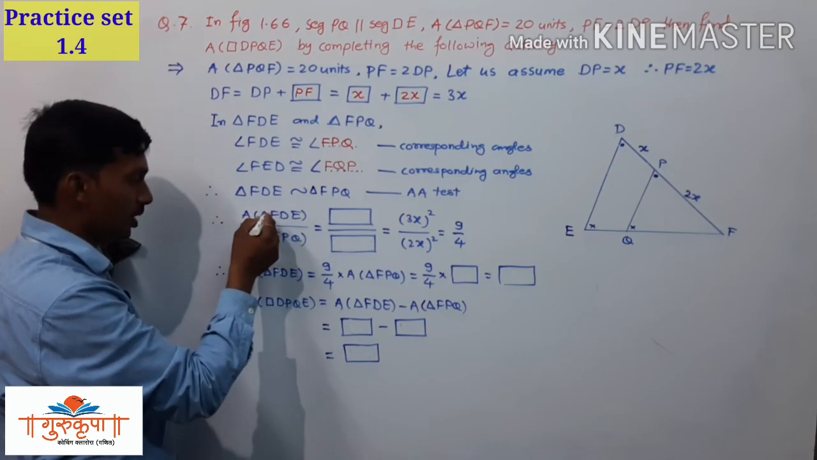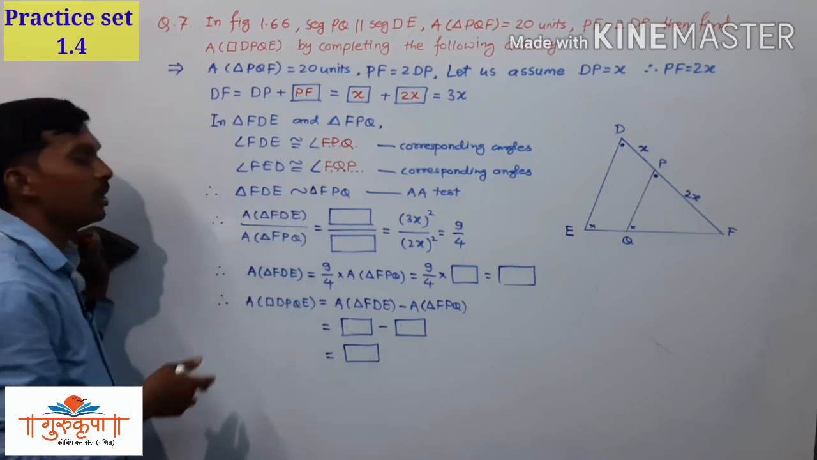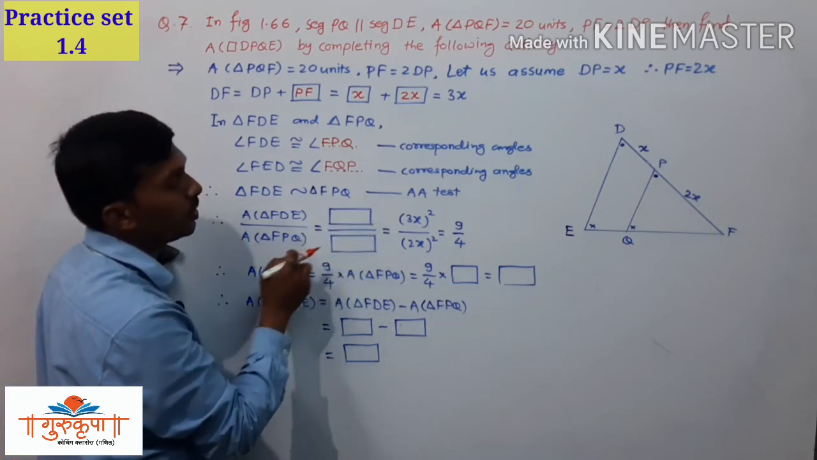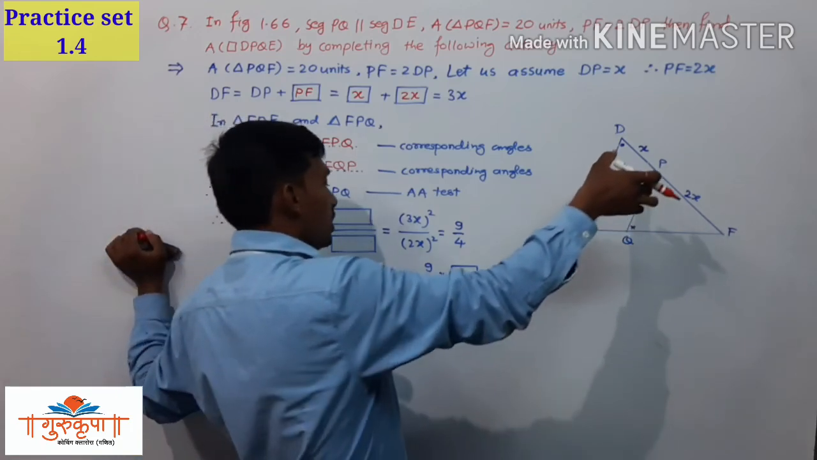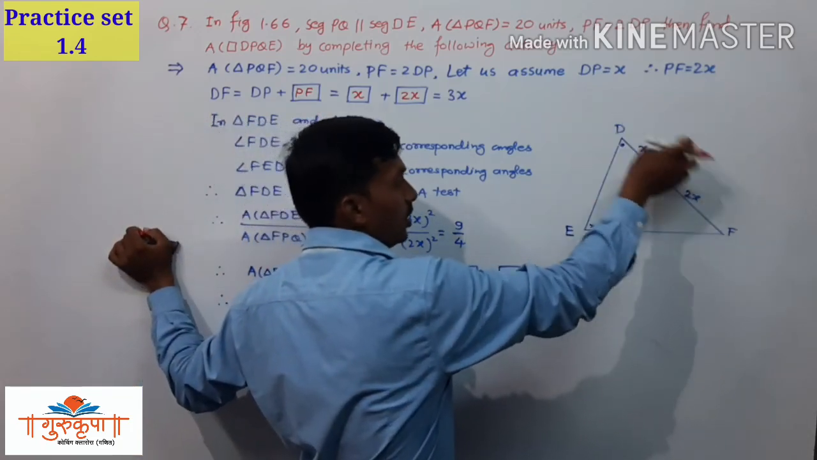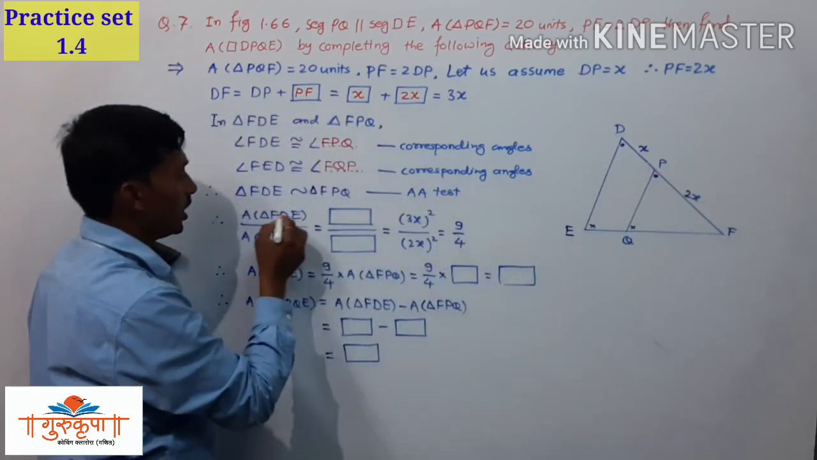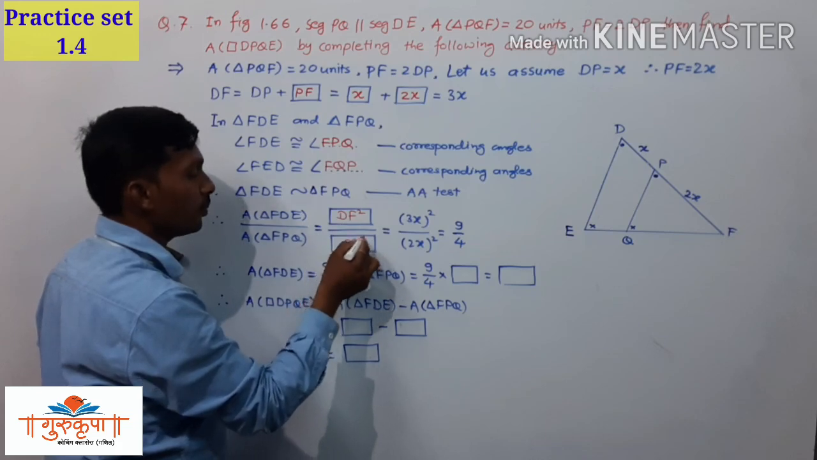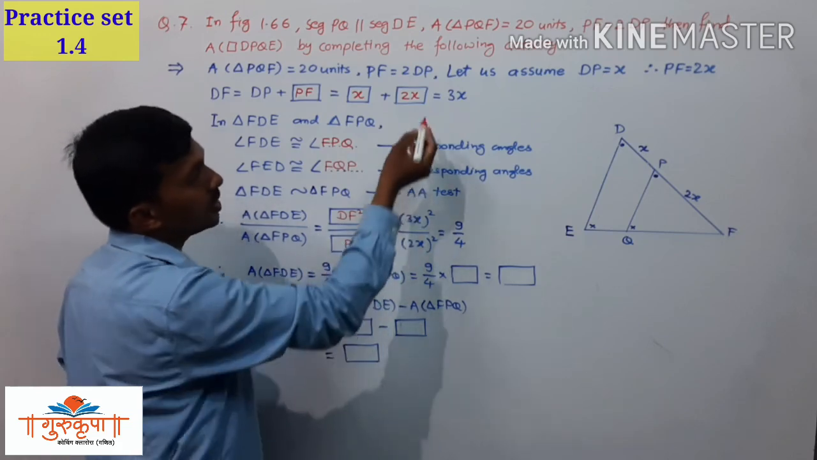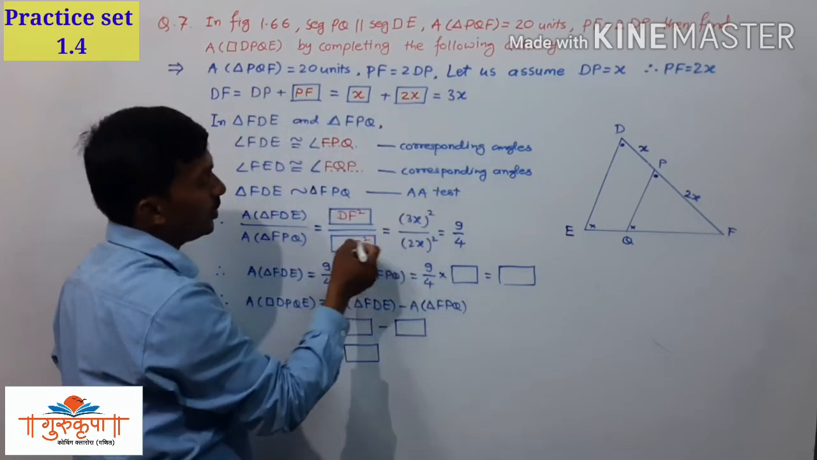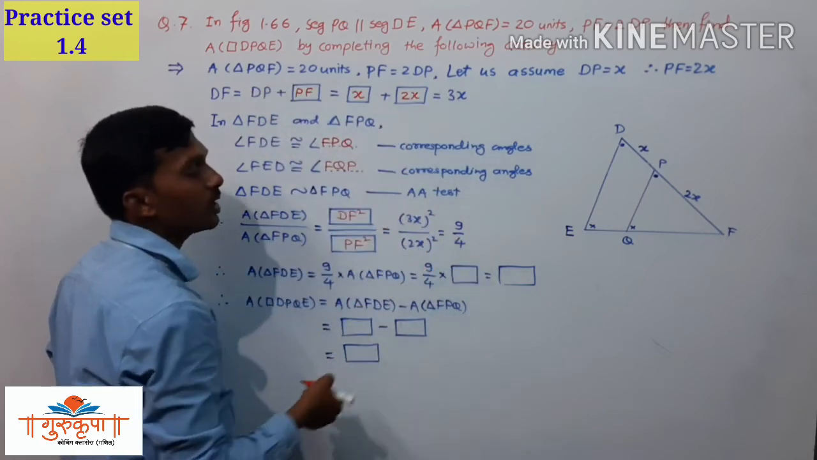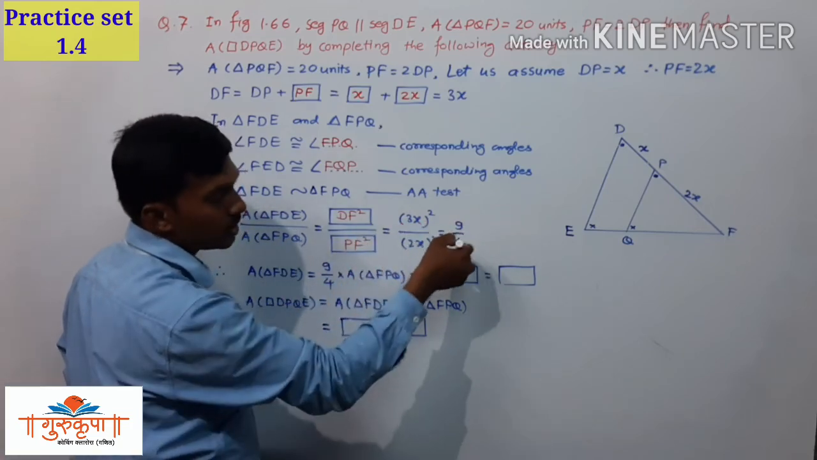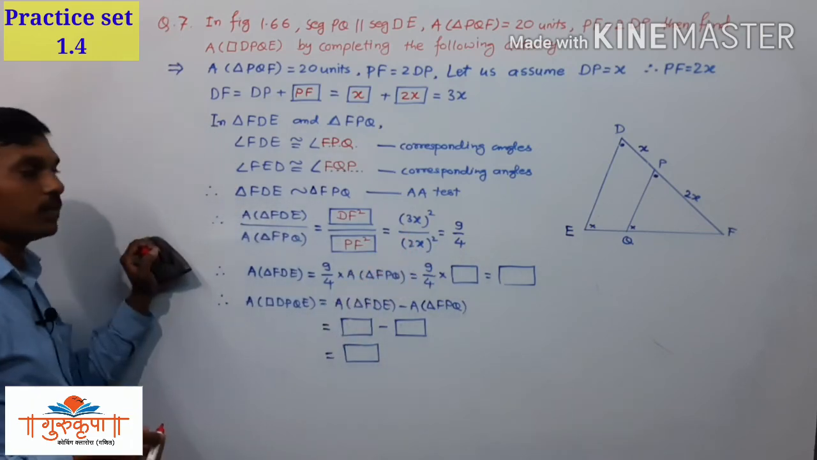Since area of triangle FDE upon area of triangle FPQ is equal to the square of the ratio of their corresponding sides, here we have to use these corresponding sides, that is DF and PF. So we can write here DF square upon PF square. Now put the values there. DF is 3x, so square of it, PF is 2x square of it, and it is equal to 9 upon 4. Actually it is 9x square upon 4x square. X square gets cancelled, and we have 9 upon 4.